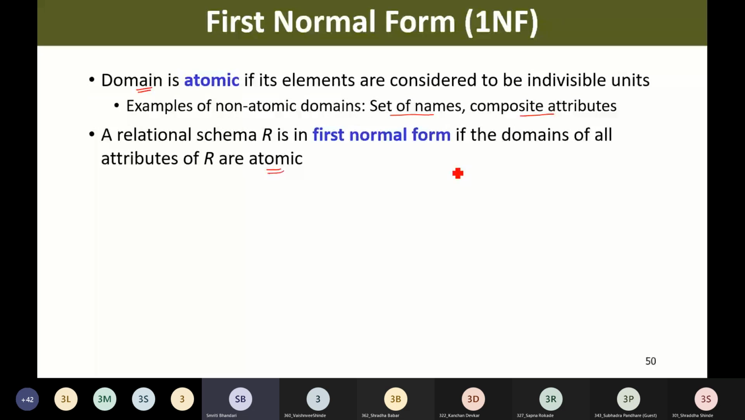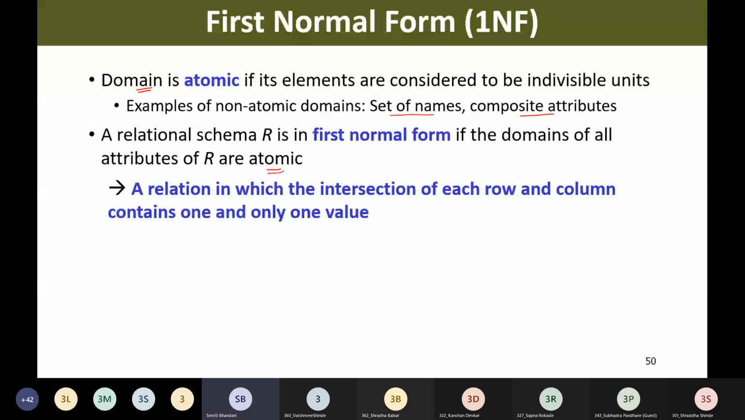In other words, we may say that a relation in which the intersection of each row and column contains one and only one value is in first normal form. So when designing the database, this is a basic requirement: all our relations must be in first normal form, meaning all the attributes in the relations should be atomic.